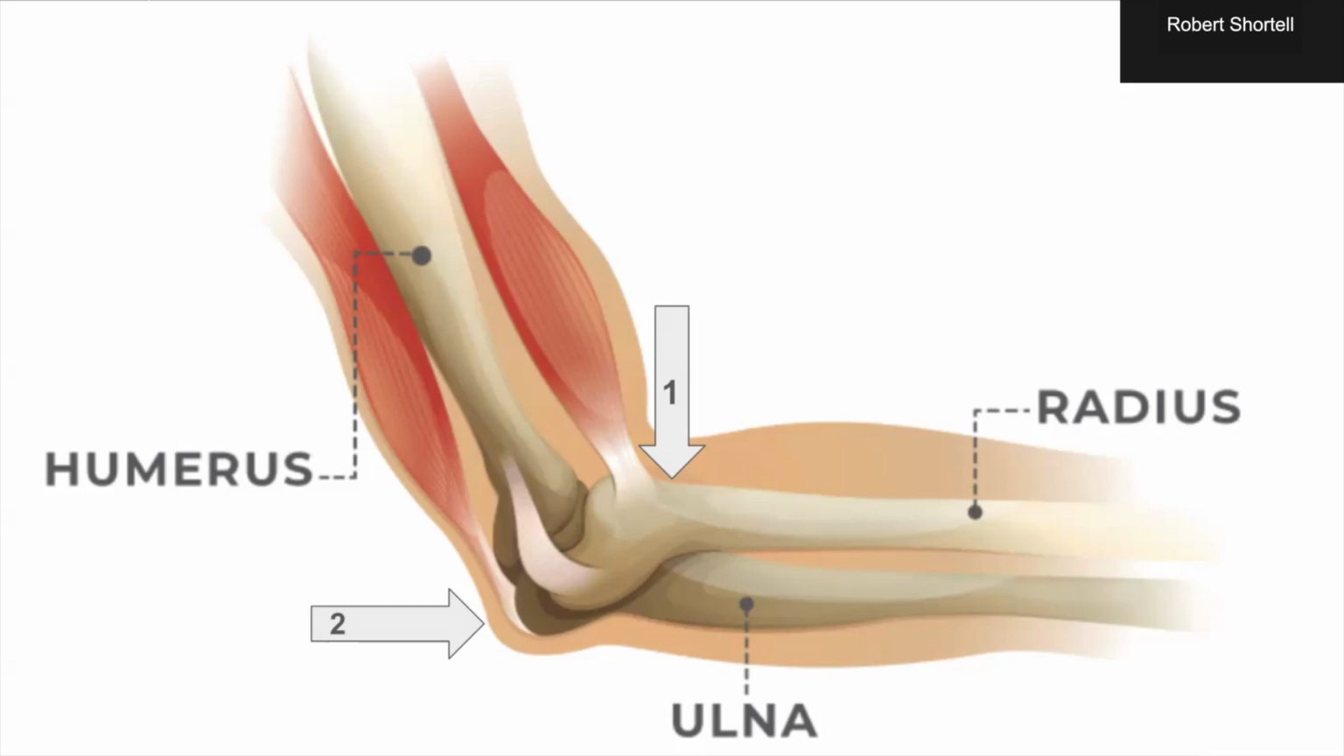So as you can see with the elbow, you have your arm bone called your humerus, and then you have two independent forearm bones called your radius and ulna. So if we can improve the alignment of those three bones together, it helps these conditions a great deal.